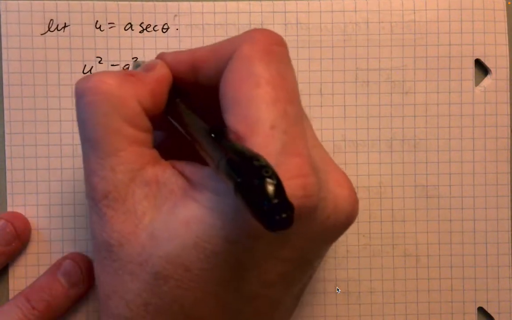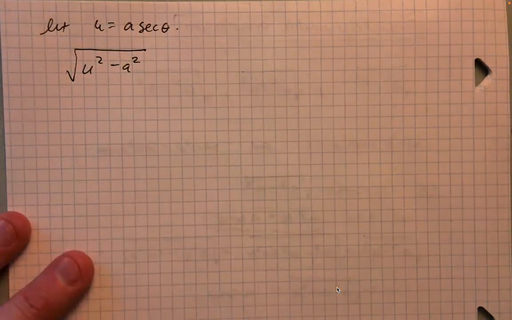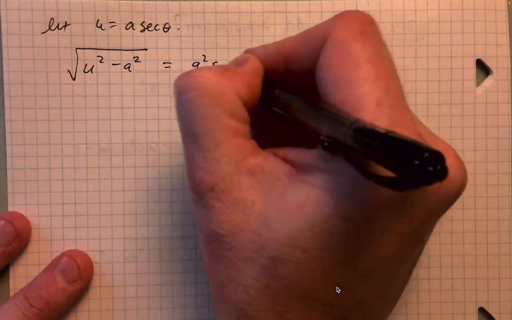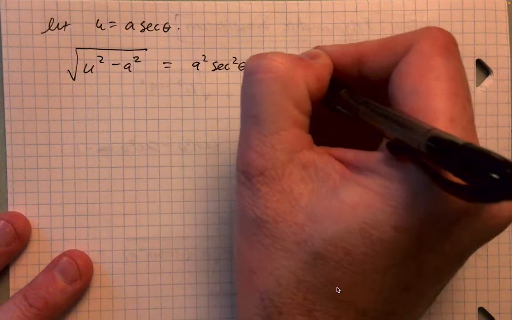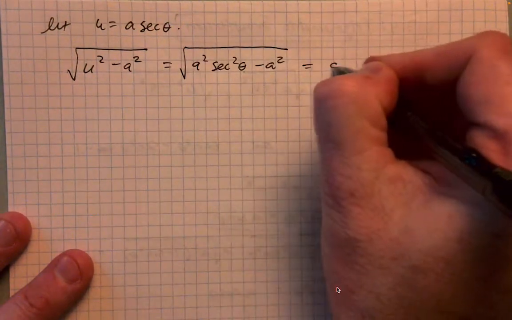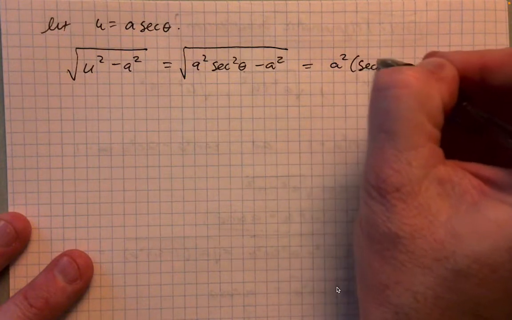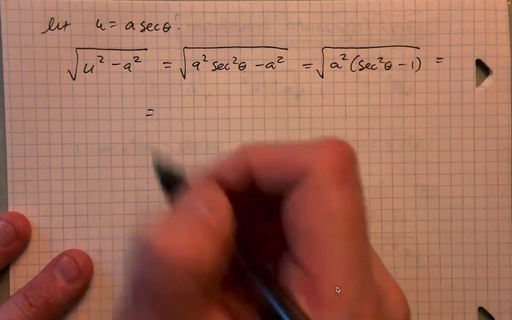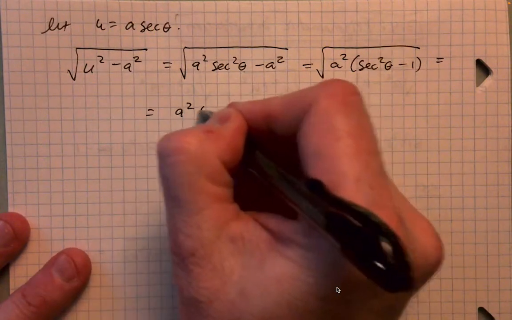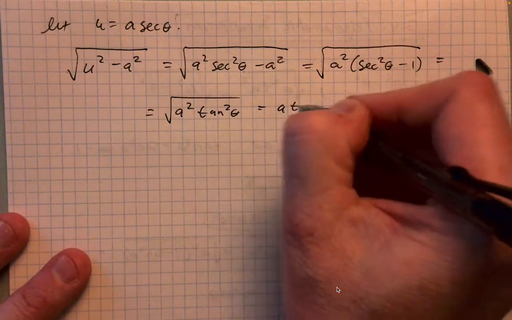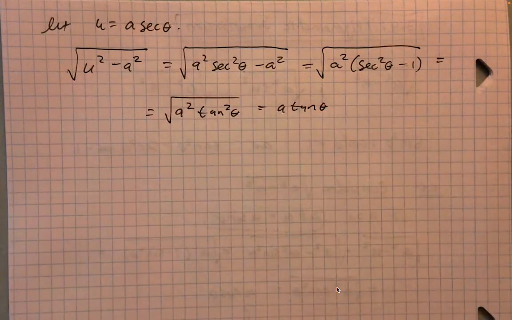u squared minus a squared. Okay, we can see that that's equal to a squared secant squared theta minus a squared, which is equal to a squared times secant squared theta minus 1, which is a squared tan squared theta, which is a tan theta.